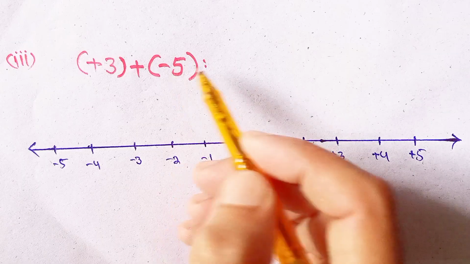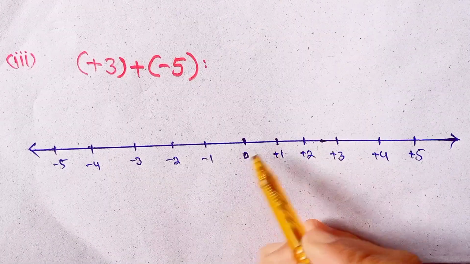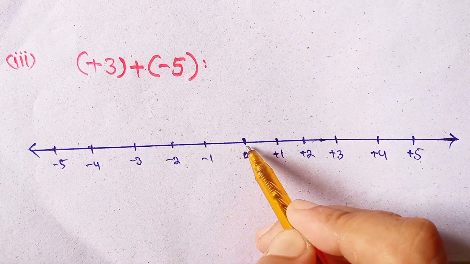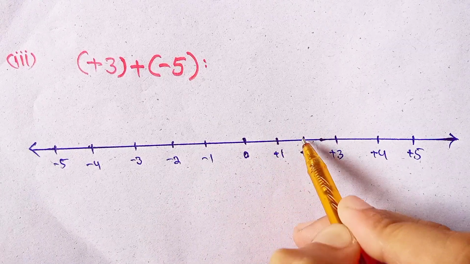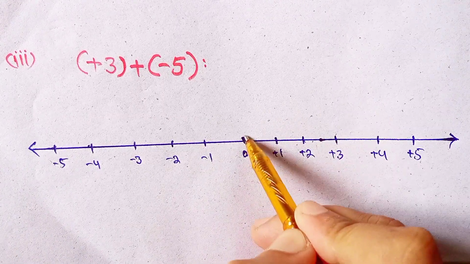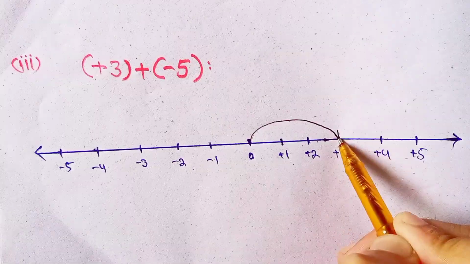Now we are going to add a positive integer with a negative integer. Positive 3 plus negative 5. So to represent positive integer on the number line, we will start from 0 and count 3 unit distance to the right on the number line. So this is 1, 2 and 3. So this is the representation of positive 3 on the number line.